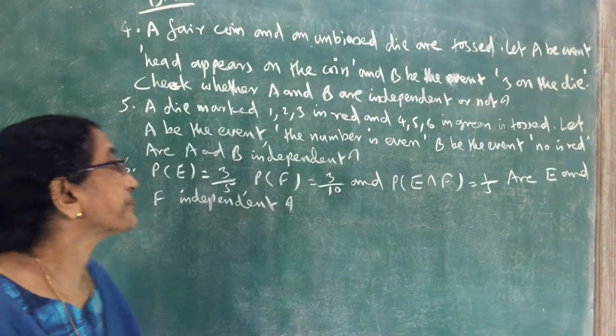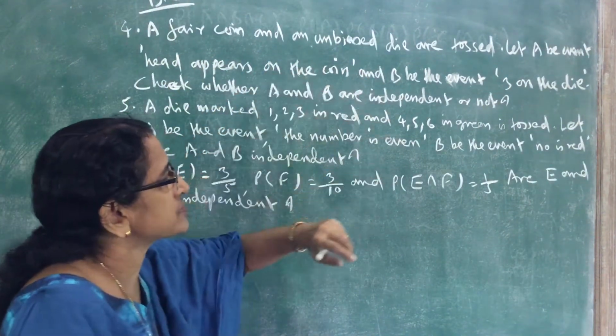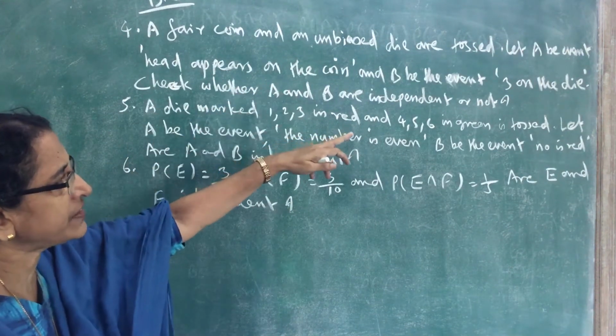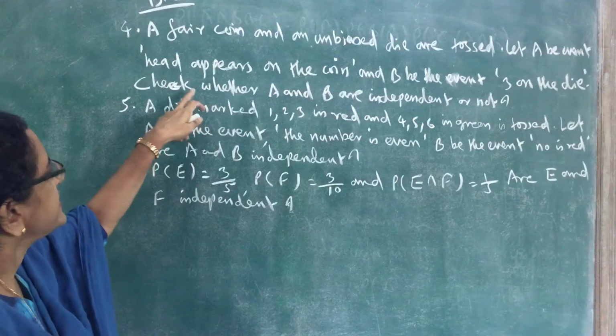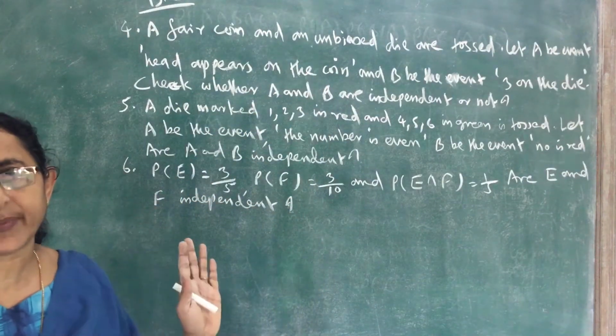13.2, fourth one. A fair coin and an unbiased die are tossed. Let A be the event, head appears on the coin. Let B be the event, 3 on the die. Check whether A and B are independent or not.